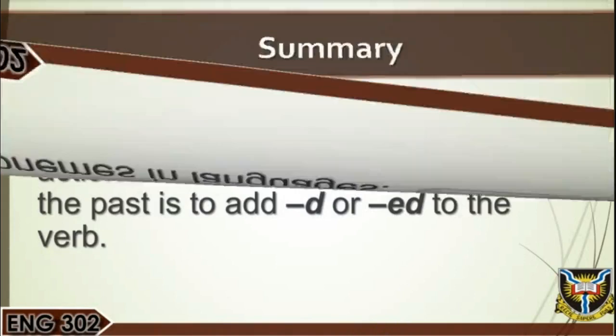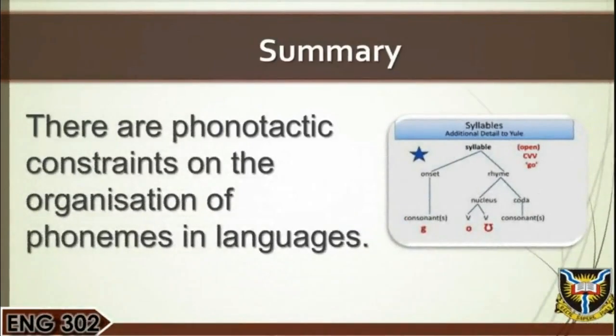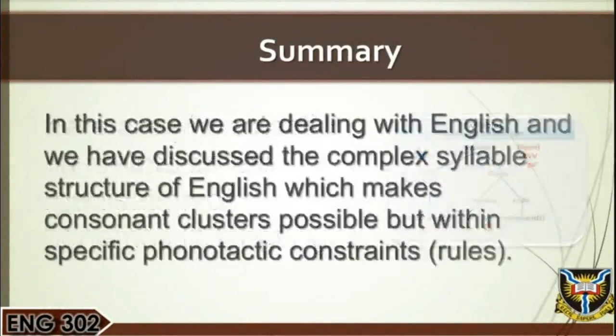Summary. We have discussed in this study section that no two languages string words together the same way, and that no language strings words together arbitrarily. There are phonotactic constraints on the organization of phonemes in languages. In this case, we are dealing with English, and we have discussed the complex syllable structure of English, which makes consonant clusters possible, but within specific phonotactic constraints, rules. We have also discussed that accidental gaps are possible.